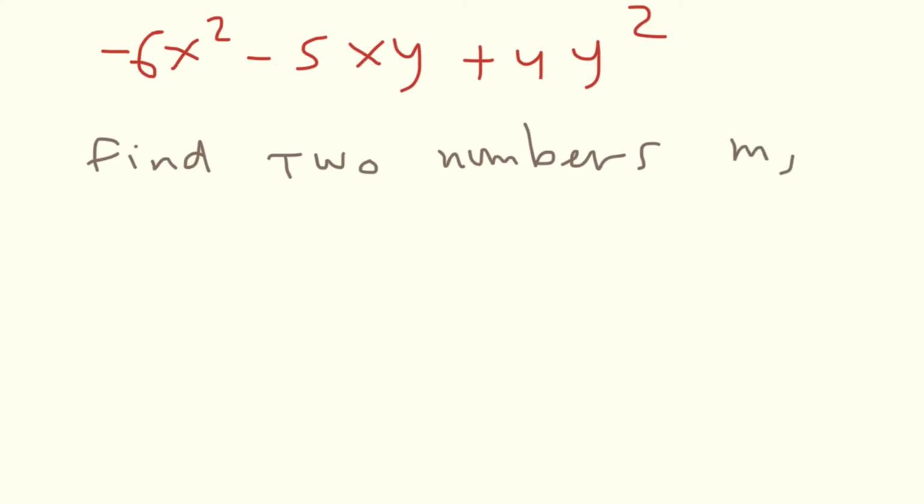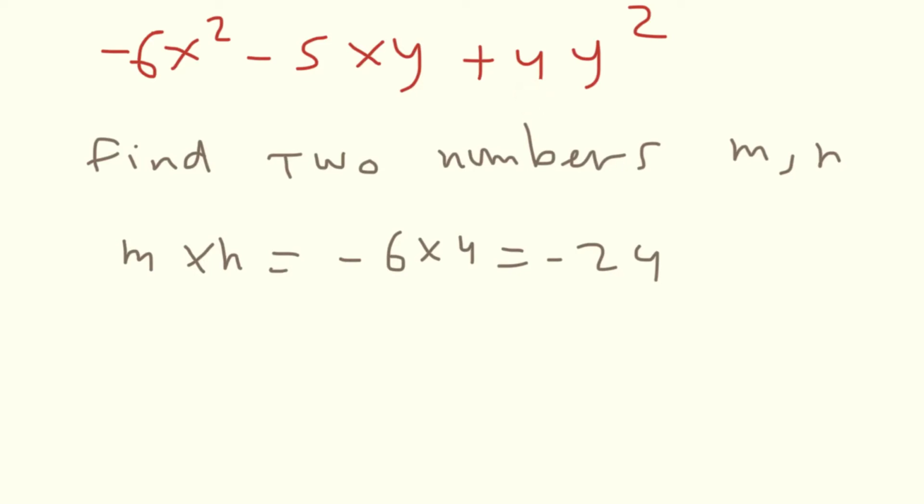So find two numbers, m and n, so that when you multiply them, m times n, you get not only c, but ac, minus 6 times 4, which is minus 24. They can be minus 6 and 4, or they can be something else. Any two numbers, when you multiply them, you get ac.